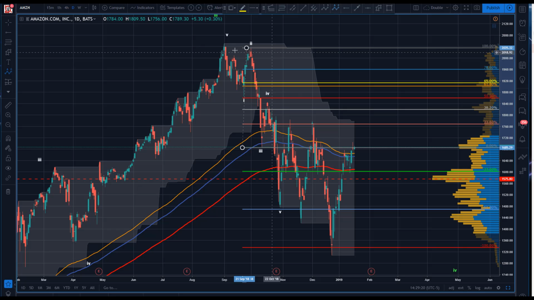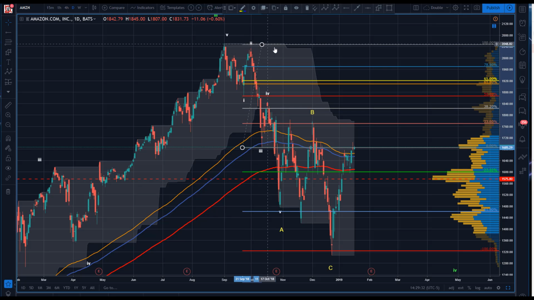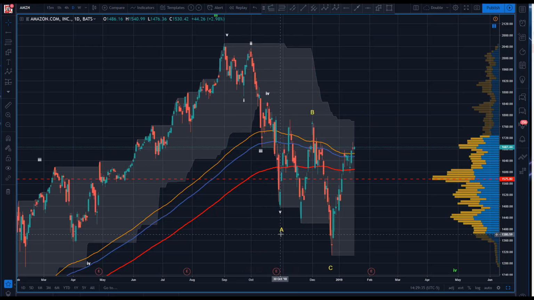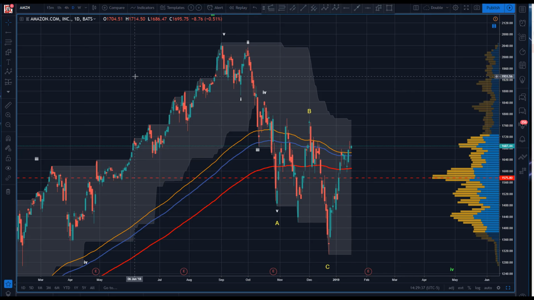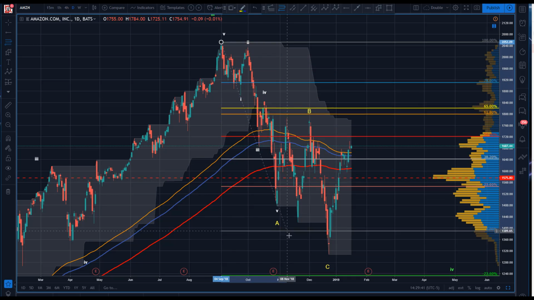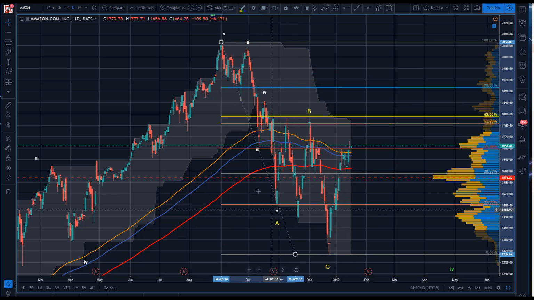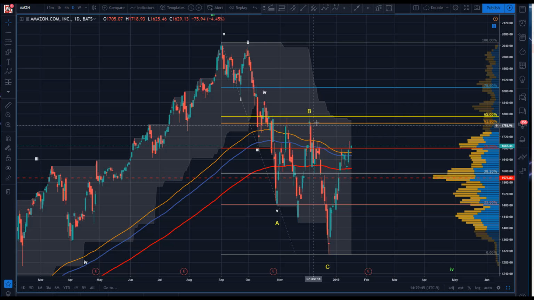So let's consider the possibility here that we've got an A wave. This looks like an expanded flat. Now, are we done? Same question as in the S&P. Let's take a look and see if we can come up with a reasonable expectation as to what's to follow. Of course, we want to look at the range from the dominant high to the dominant low, exactly like the S&P.